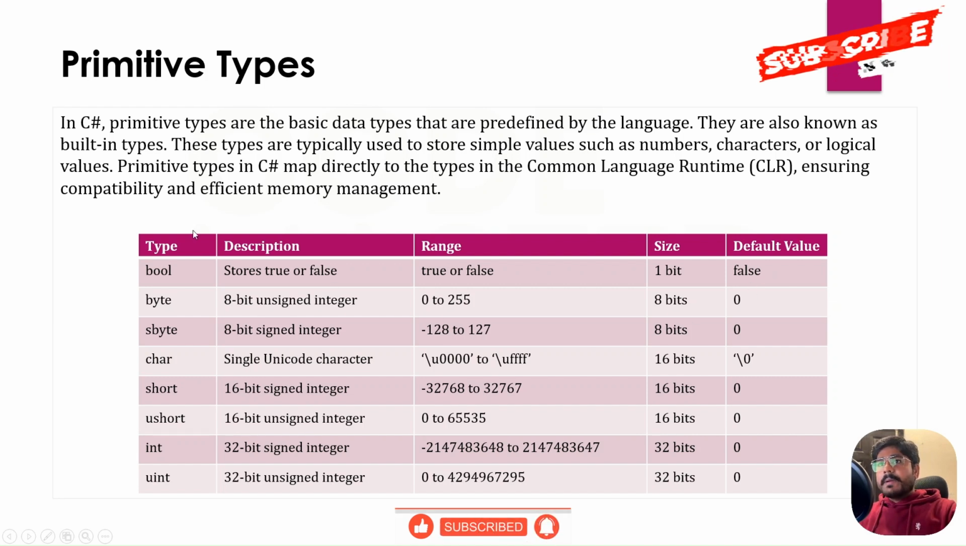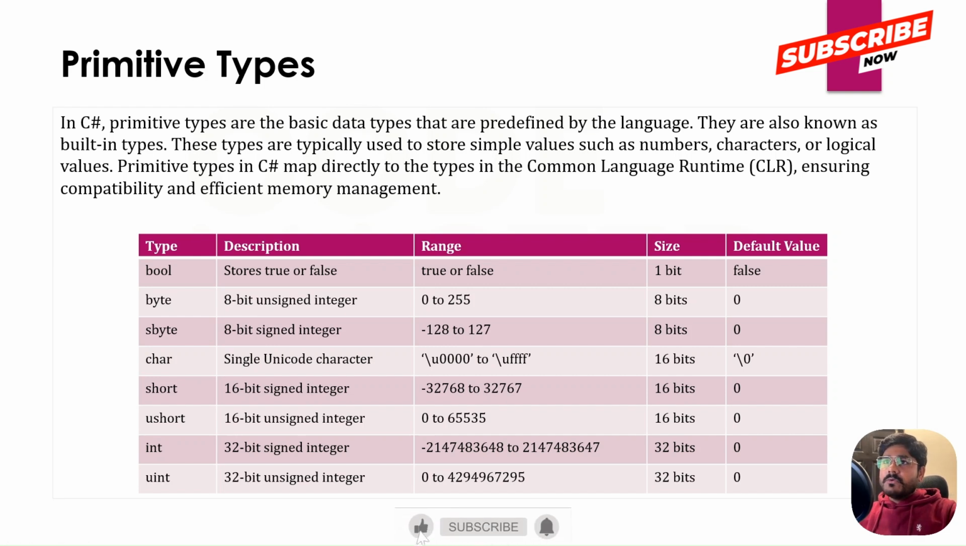I'll give you a practical example. Let's go through this table one by one, and after that I'll show you a practical example of how all these data types work. Next one is byte. The byte data type is an 8-bit unsigned integer, where it is going to use 8 bits in the memory, and the default value for this byte data type is 0.